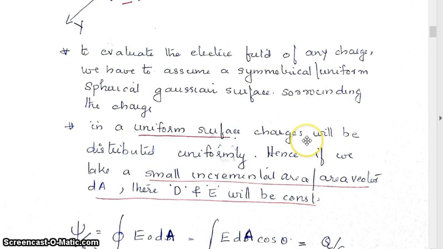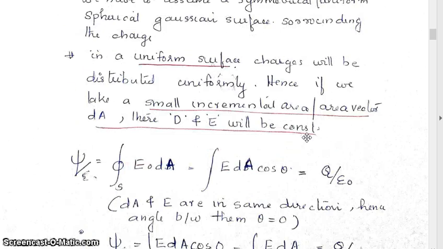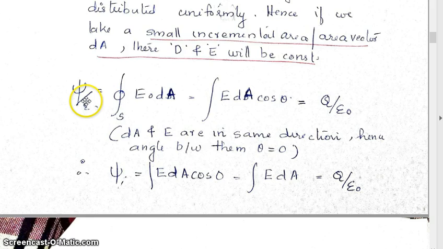So to evaluate the electric field of any charge, we have to assume a symmetric or uniform spherical Gaussian surface surrounding the charge. In a uniform surface, charge will be distributed uniformly, hence if we take a small incremental area or area vector dA, there D and E will be constant. Now I am going to write the Gauss law. Psi is equal to the surface integral of E dot dA, and you know E dot dA is equal to E dA cos theta, which is equal to Q by epsilon. This is our Gauss law.